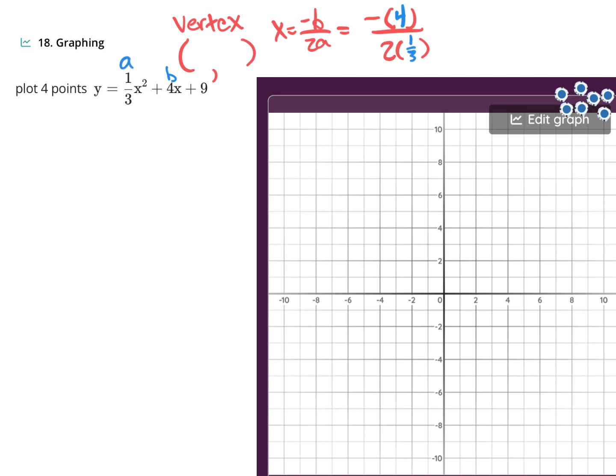So up on top, we have a -4. And on the bottom, we have 2 times 1/3. If you do that on the calculator, that'll be 2/3. So you really have -4 divided by 2/3. And if you type that in with the calculator, you type in -4 divided by 2/3, it'll give you your final answer, which is -6, okay?